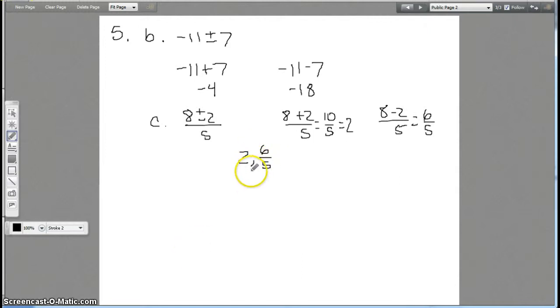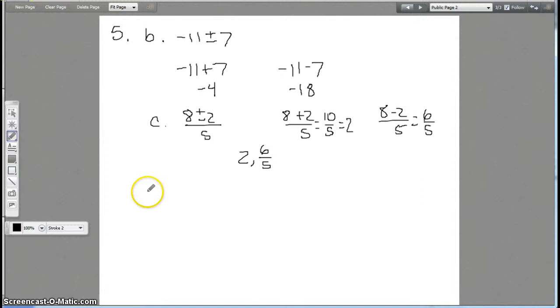Make sure you put a comma in between your answers so that your answer does not look like 2 and 6/5. So it doesn't look like the mixed number. These are two separate numbers. You need to separate them somehow so that I know that they're two separate answers.